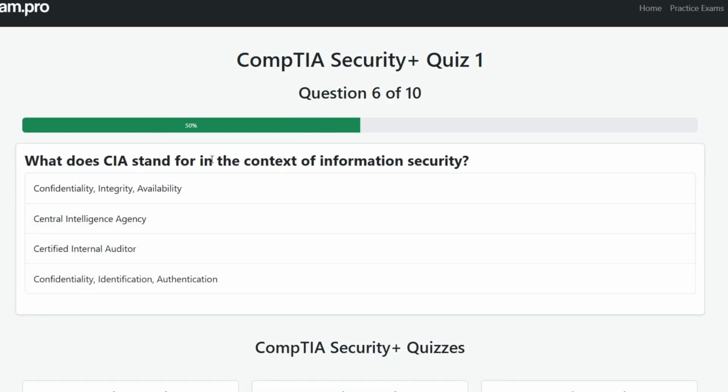What does CIA stand for in the context of information security? Confidentiality, integrity, availability; Central Intelligence Agency; Certified Internal Auditor; or confidentiality, identification, and authentication?